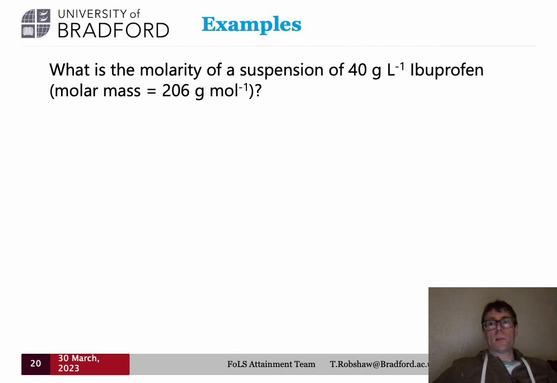Now, just as you'll be expected to be able to convert between masses and moles, so too you'll need to be able to convert between concentrations and molarities. So for these examples, you can pause as I introduce each of them and try to work out the answer before I reveal the method. So the first one, if a suspension of ibuprofen has the concentration of 40 grams per litre and the molar mass of ibuprofen is 206 grams per mole, how do we work that one out?